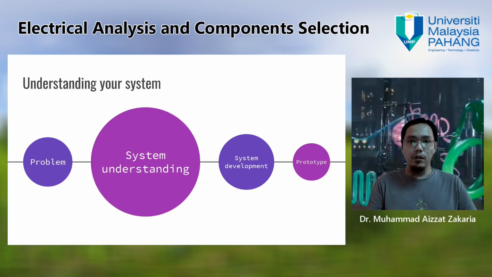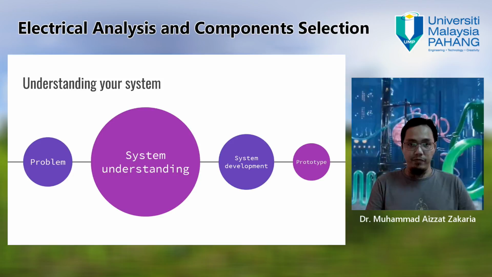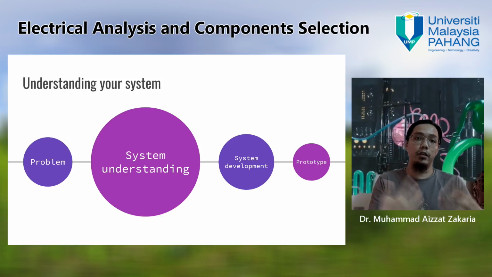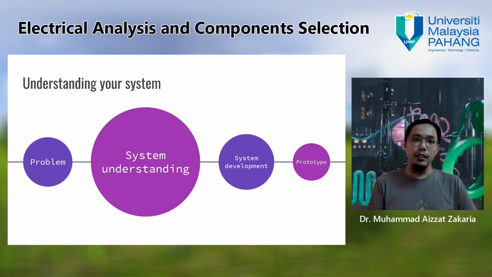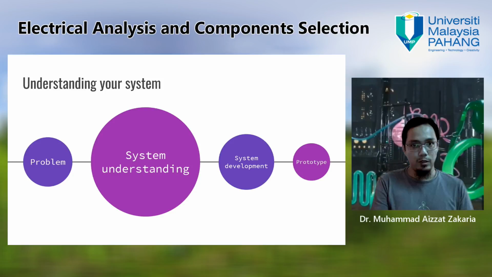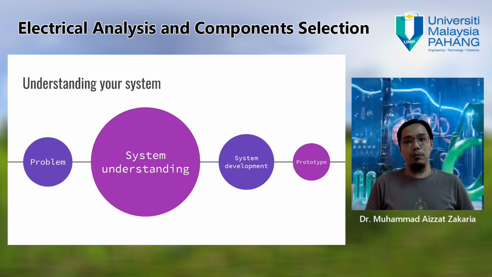We have 4 points here. You start with a problem in your hand. Maybe the problem comes from your supervisor or you read it somewhere else. Anyhow, you have a problem to solve, and then after that you have a system understanding. You go to the system development, and the last is you create your own prototype of your system.